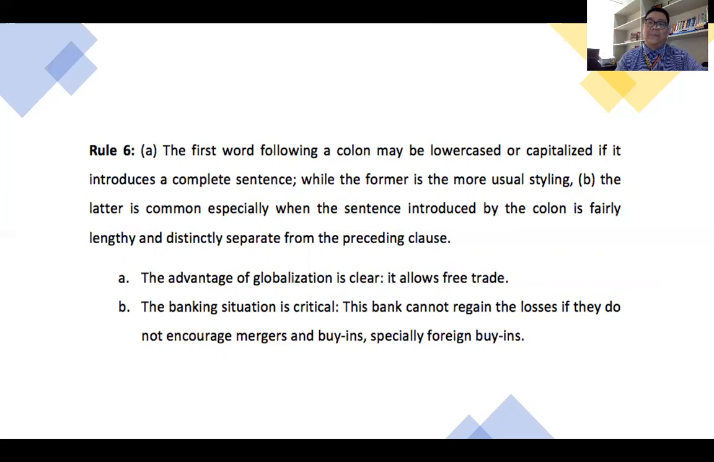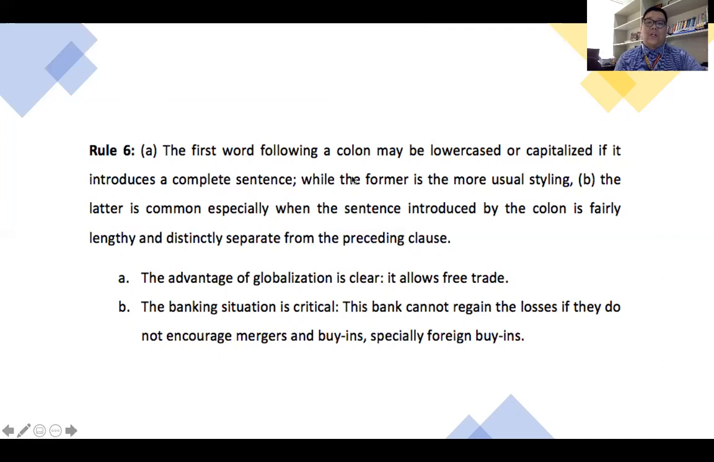It allows free trade. Now, if you notice this one, the second group of words here is separated from the preceding one with the use of the punctuation colon. Okay? And then, if you compare or contrast it with the second sentence, the banking situation is critical. This bank cannot regain the losses if they do not encourage mergers and buy-ins, especially foreign buy-ins. Now, let's go back to the rule.